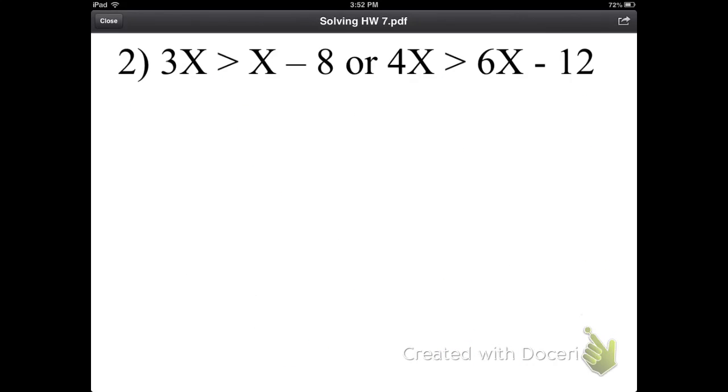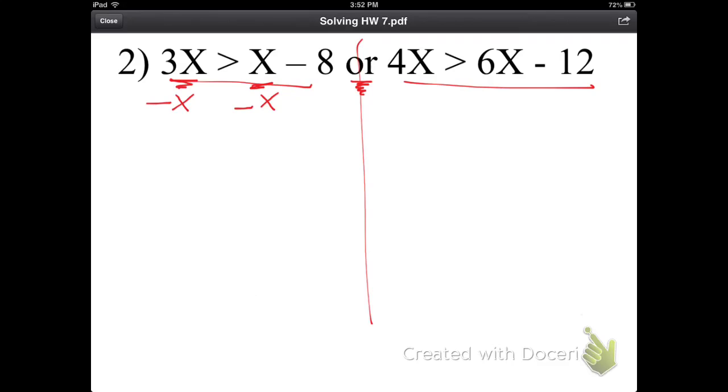So let's move on to number 2, and this one has that fancy OR statement there. Okay, so we have two separate inequalities. We got the one on the left and the one on the right. We need to solve both of them separately. So let's just focus on the left side. Since I got 3x on the left and an x on the right, and there's no other non-x's on the left side, I'm going to choose to just get rid of the x on the right.